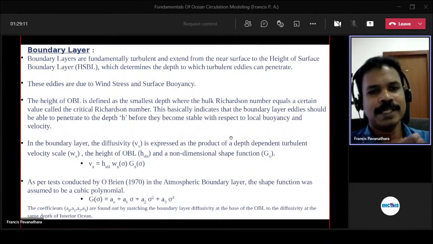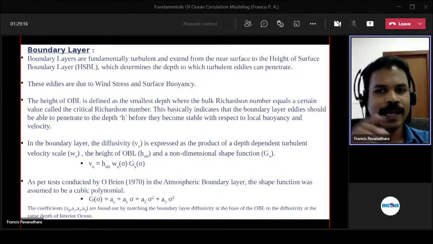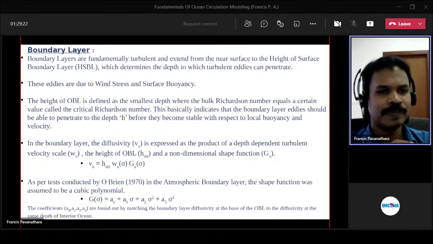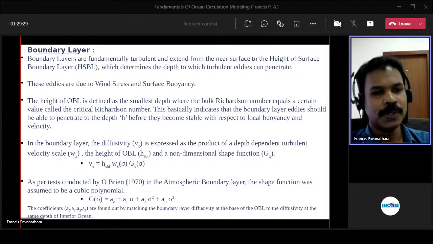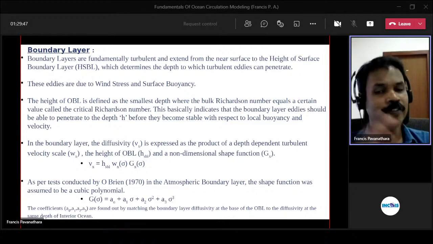So a little more detail is given here. As I said, there is a surface boundary layer, HSBL, and this is considered using the bulk Richardson number. The height of the ocean boundary layer, or HSBL, is defined as the smallest depth where the bulk Richardson number is equal to a certain critical Richardson number. Basically, this indicates that the boundary layer eddies should be able to penetrate to the depth of H before they become stable with respect to the local buoyancy. So this is the concept applied in the surface boundary layer.